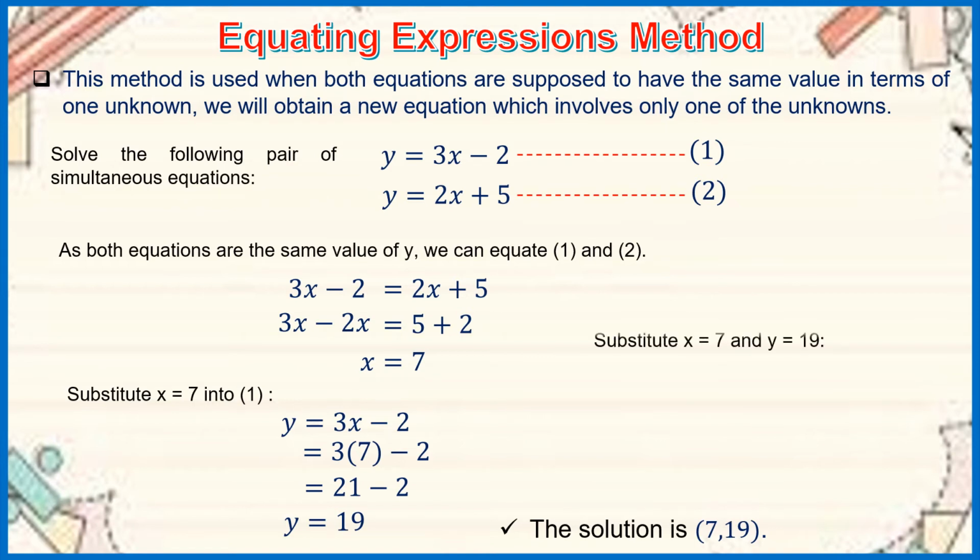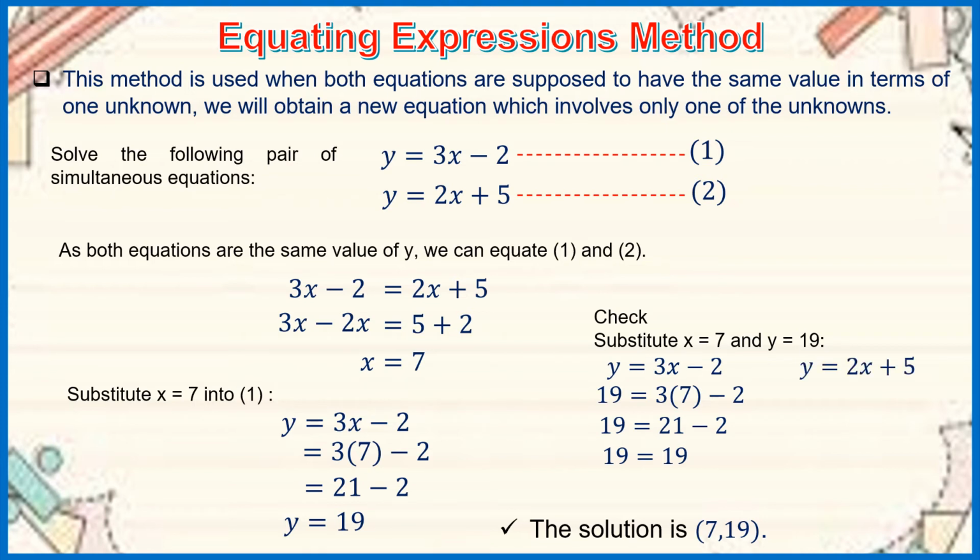To check whether our answer is correct, we are going to substitute x = 7 and y = 19. So we choose equation 1. So y = 3x - 2. So y would be equal to 19 and x will be equal to 7. So is 19 equal to 21 - 2? Yes, it is. So 19 is equal to 19. So therefore, the solution (7, 19) is really correct.